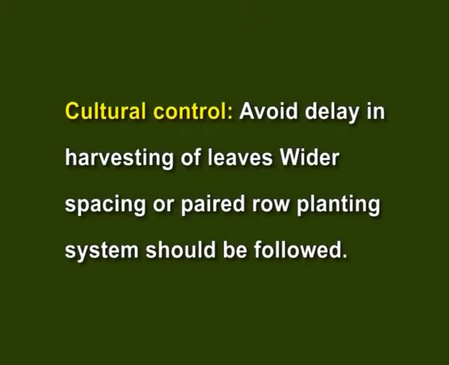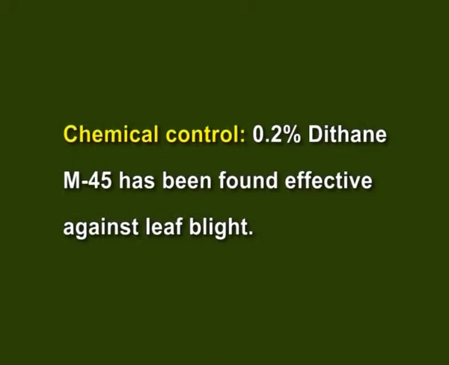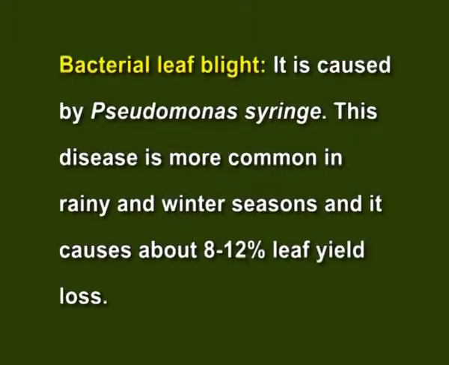Management. Cultural control. Avoid delay in harvesting of leaves. Wider spacing or paired row planting system should be followed. Chemical control. 0.2% Dithanium 45 has been found effective against leaf blight.